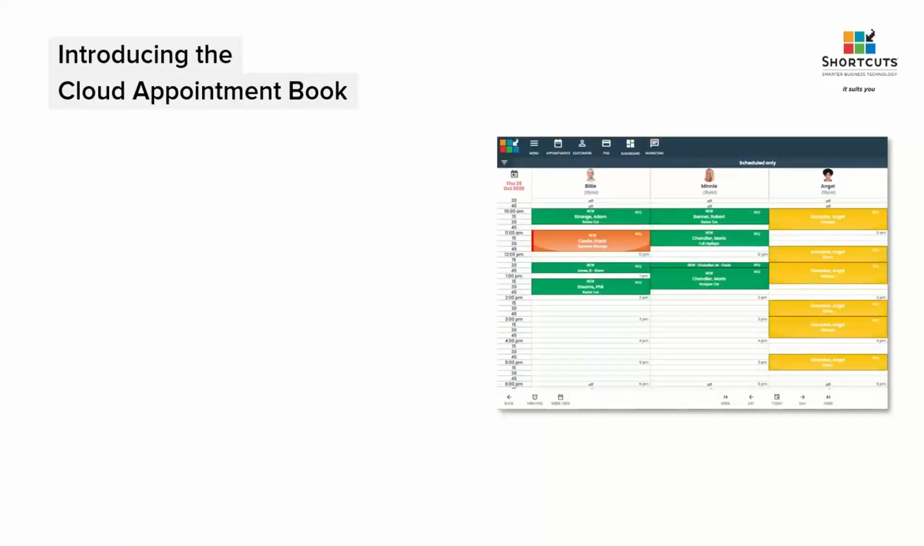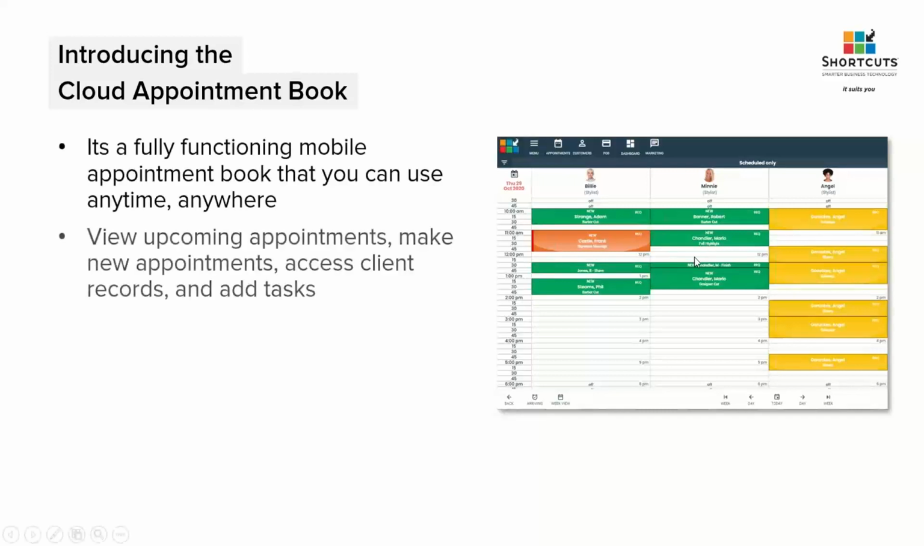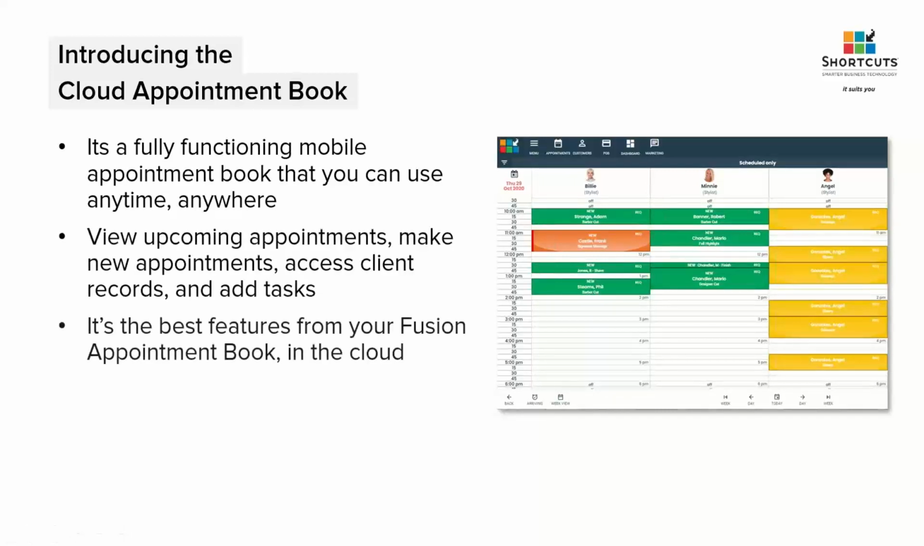So the Cloud Appointment Book itself is a mobile-friendly, again, a tablet or a second computer-friendly way of accessing your appointment book without necessarily getting a second license for Shortcuts, which would have to be installed. The appointment book has all of the functionality of your regular appointment book at the point of sale. So you can make appointments, you can move appointments, you can bring up customer details.